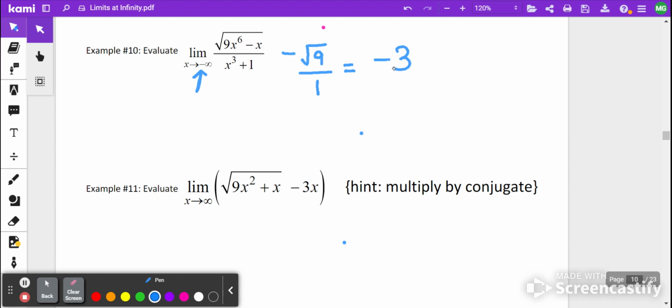So we don't necessarily have to do all that work for this problem. It's very much the same. It's just going to negative 3. And again, you might want to check what that looks like on your graph. Okay, if you put it in your calculator, you could see those two limits.